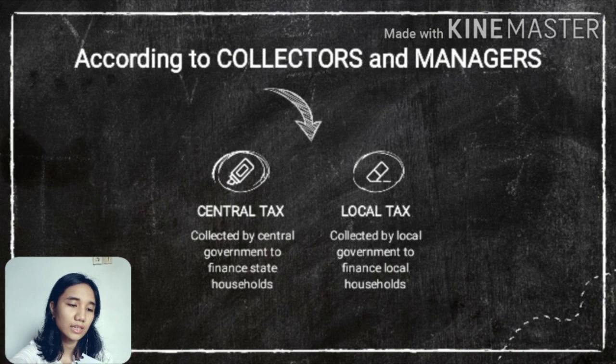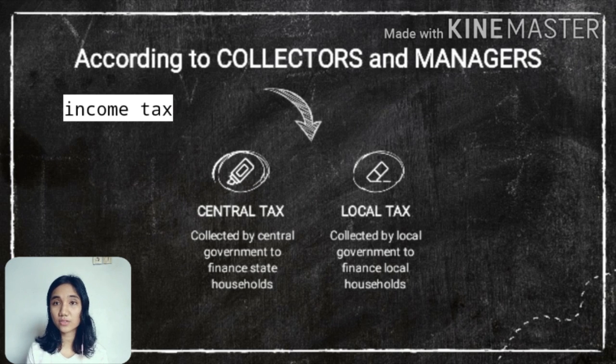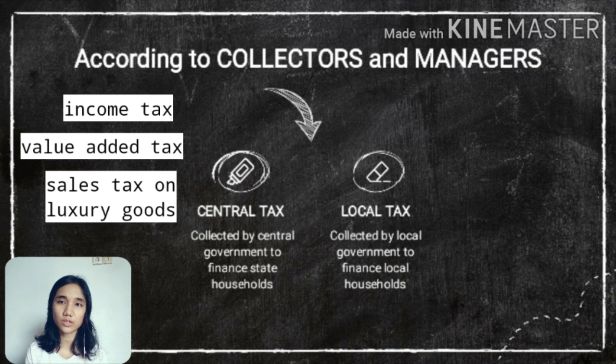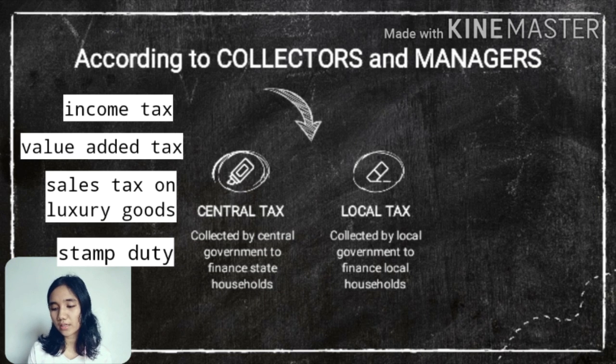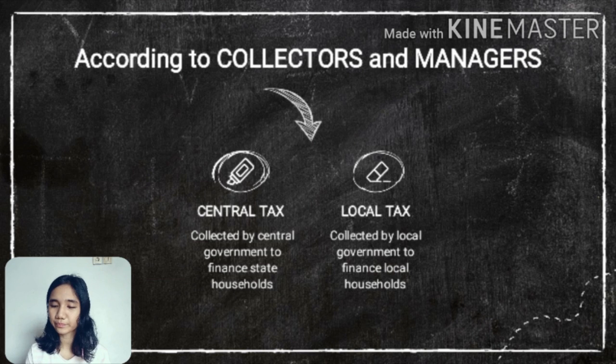The last group is taxes according to collectors and managers. They are divided into two groups also. There are central tax and local tax. Central tax is a tax collected by the central government and used to finance state households. For example, income tax, value-added tax, sales tax on luxury goods, stamp duty, land and building tax, and etc.